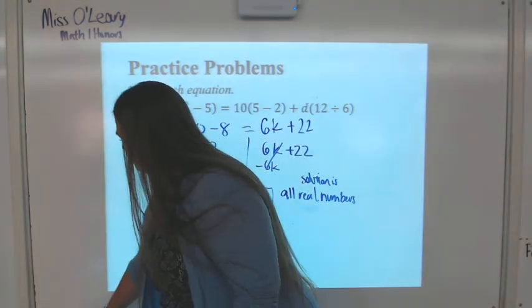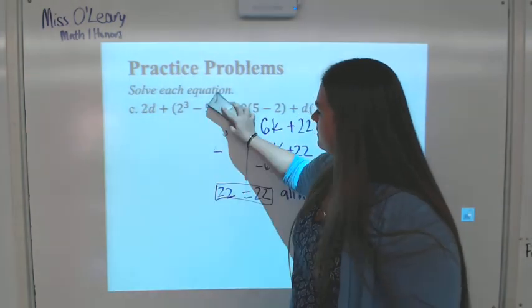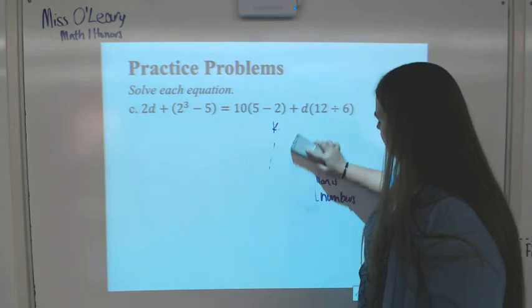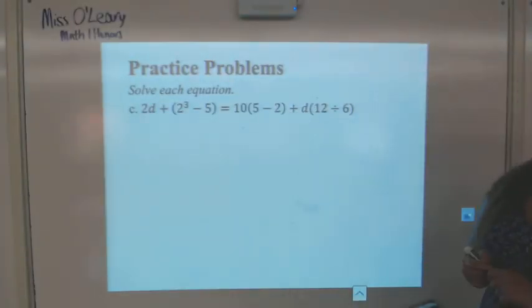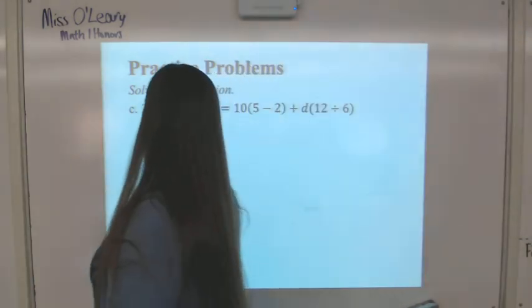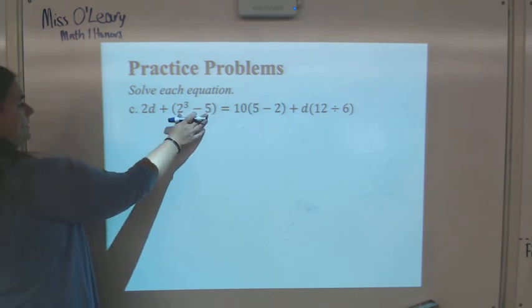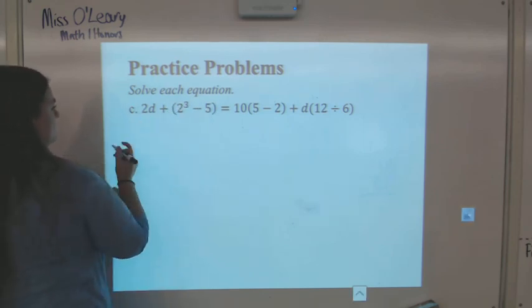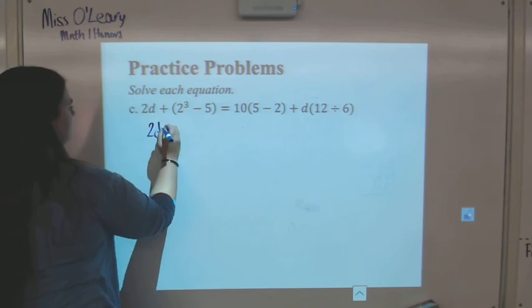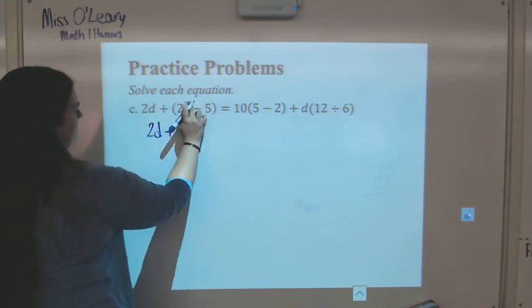So now let's look at one last practice problem for this type here. And remember, you should be writing these problems in your notes and showing all your steps to solve them. Now I have 2d plus 2 cubed minus 5 equals 10 times the quantity 5 minus 2 plus d times the quantity 12 divided by 6. First step here, I have a grouping symbol, and inside my grouping symbol I see an exponent. So I'm going to get 2d plus, well, 2 to the third is 8.